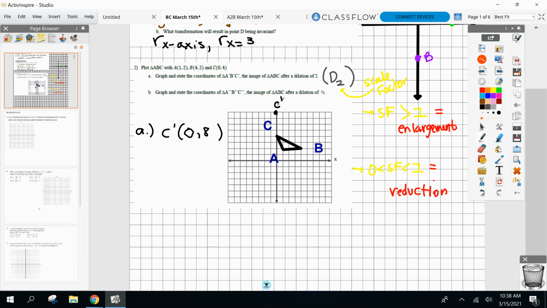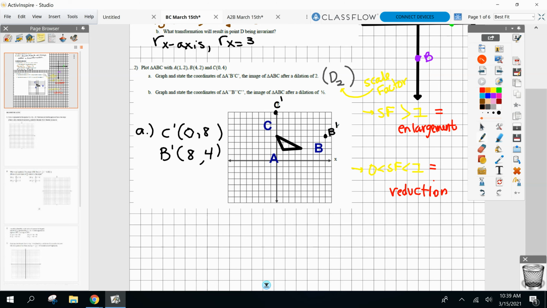All right, let's go to point B now. Point B was 4, 2. B prime can be found by taking 4, 2 and multiplying it by 2. So now B prime will be 8, 4. Everyone all right where I'm getting 8, 4? And watch where B prime is. It's double the distance B was from the origin. 1, 2, 3, 4, 5, 6, 7, 8, 1, 2, 3, 4. Here's B prime now. Notice I got further away from the origin. That's why the triangle got bigger, because every point is getting further away from the origin.